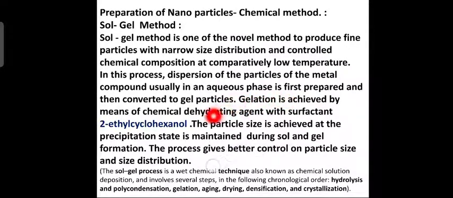Gelation is achieved by means of a chemical dehydrating agent with the surfactant 2-ethyl hexanol. The precipitation state is maintained during sol and gel, so you will get particles of colloidal or nanoparticle size. This process gives better control on particle size and size distribution. The sol gel process is a wet chemical technique, also known as chemical solution deposition, and involves several steps in the following chronological order: hydrolysis and polycondensation, gelation, aging, drying, densification and crystallization.